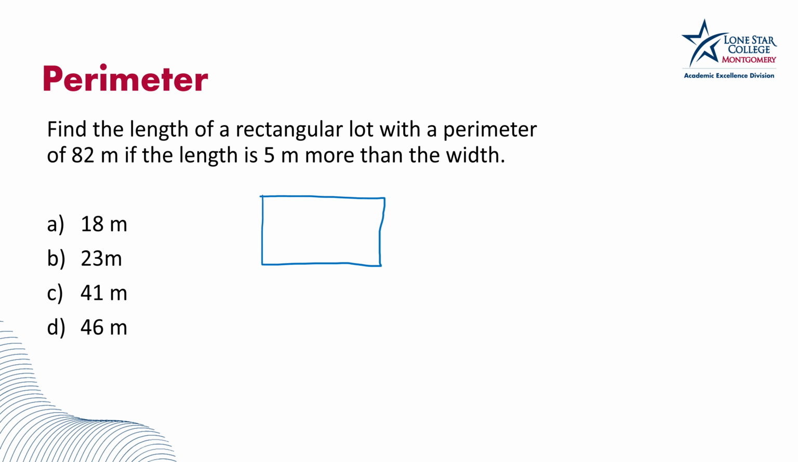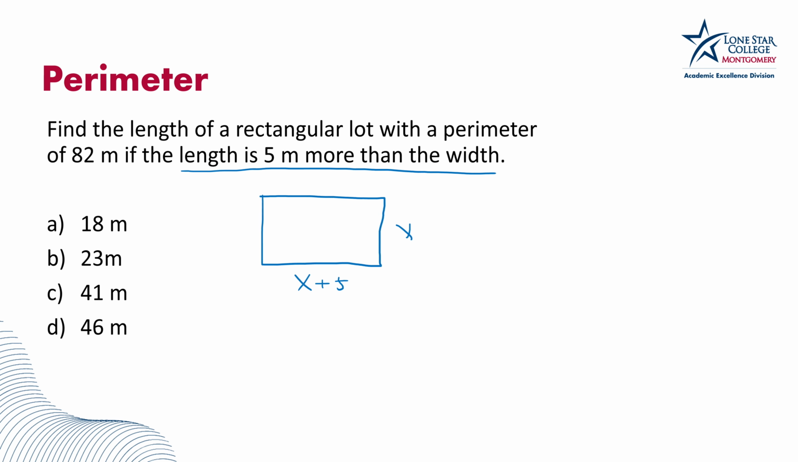Now we don't know the length or the width of this rectangular lot. What we do know is that the length is 5 meters more than the width. So where the width is, let's call width x, the length is 5 more than that. More than means you're adding on to it, so we can say the length is x plus 5.